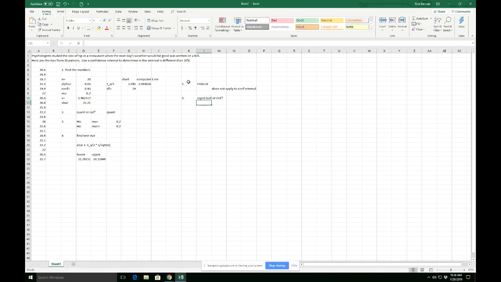Okay? So look at these. So the null is what? Remind me what the null is. The null is 20%. Okay? Is 20% in my confidence interval? No. So therefore I reject the null, which means what? People are tipping more.